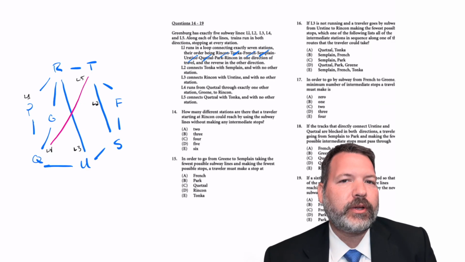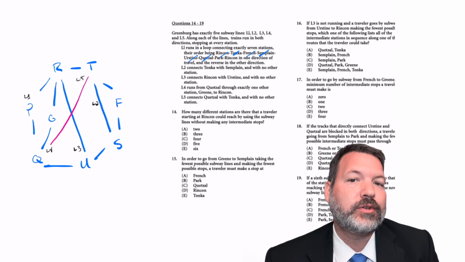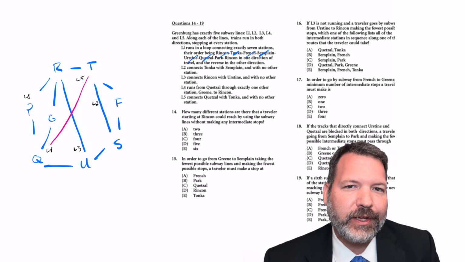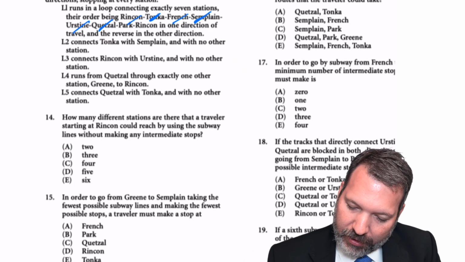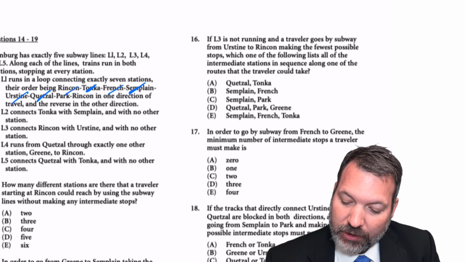When you do have a weird game like this, you want to look for specific questions, because specific questions are going to help you get into the game and kind of figure out what the kinds of things are that they're asking about. So I'm going to jump ahead here to number 16. If L3 is not running and a traveler goes by subway from U to R, making the fewest possible stops, which one of the following lists all of the intermediate stations in sequence along one of the routes that the traveler could take?